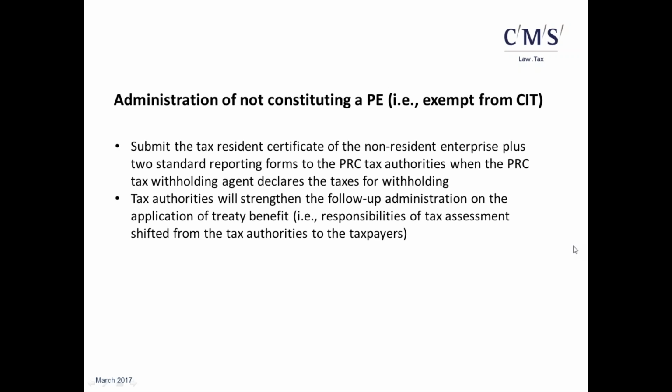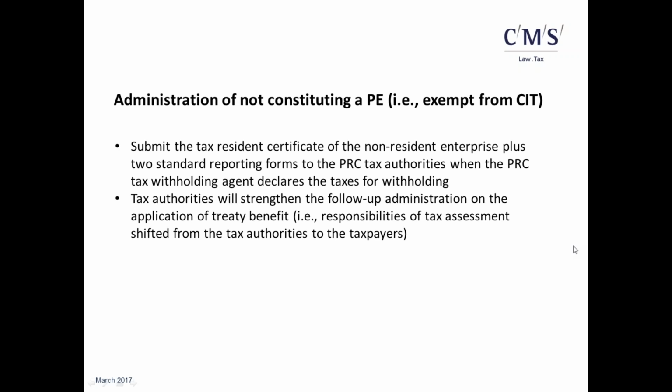Because nowadays, many PRC tax regulations have stipulated that enjoying a treaty benefit will not be approved by the PRC tax authorities any longer. It means that as long as the foreign enterprise submits sufficient statutory documents to the PRC tax authorities, it can automatically enjoy the treaty benefit, i.e. without constituting a PE in China and exempt from the PRC CIT.